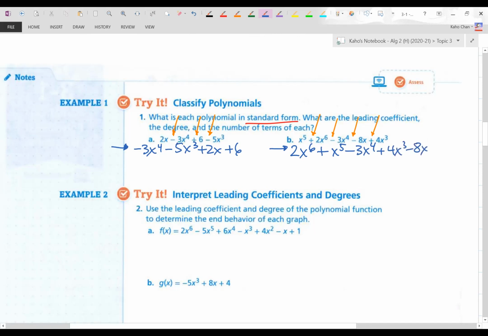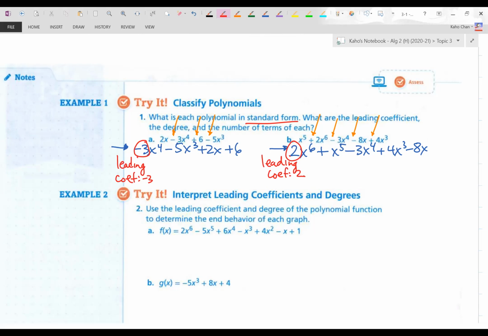So after you put it in descending order, standard form, the rest of the questions are kind of focusing on the characteristics here. What are the leading coefficients? So for the first one, let's go ahead and identify the leading coefficient is -3 right there. And same thing goes for 1b. +2.